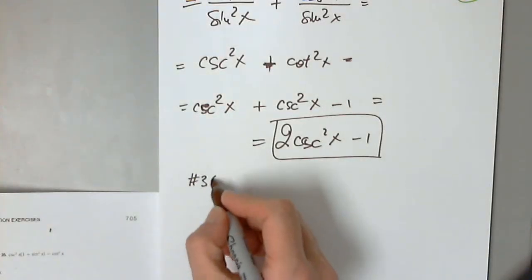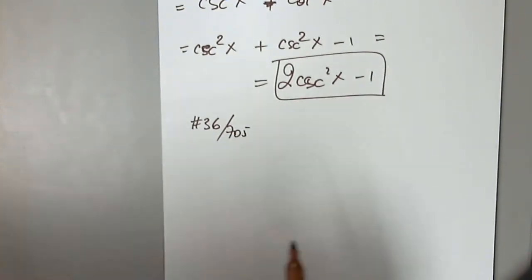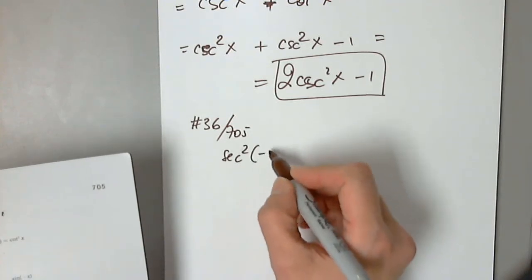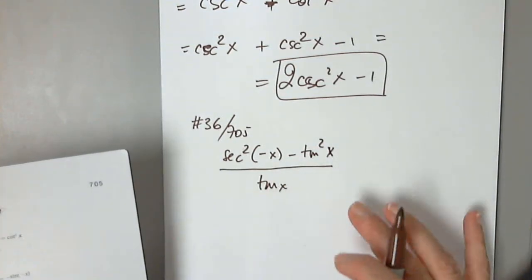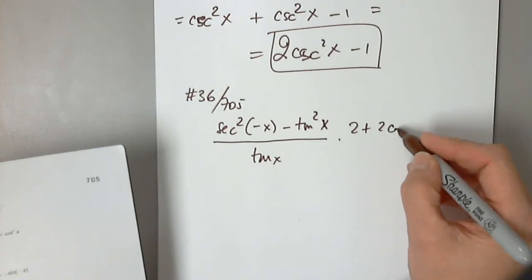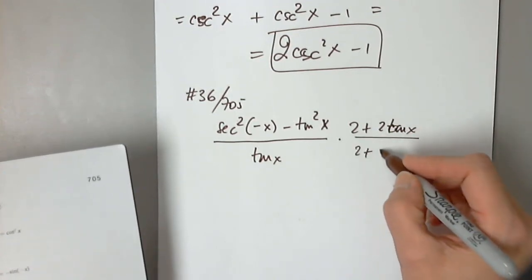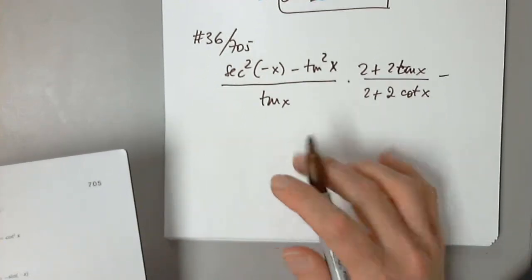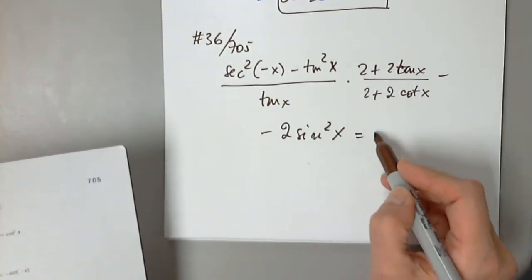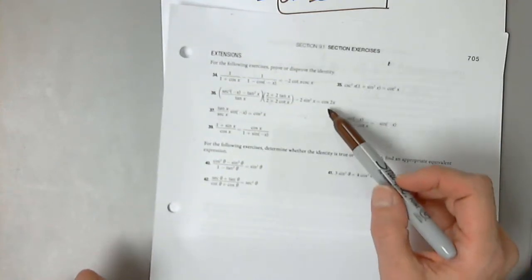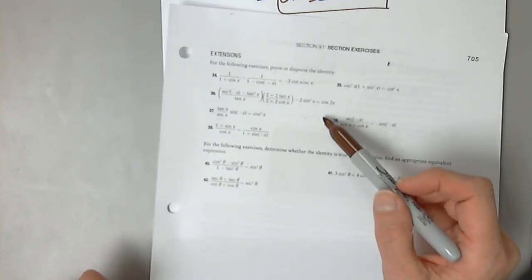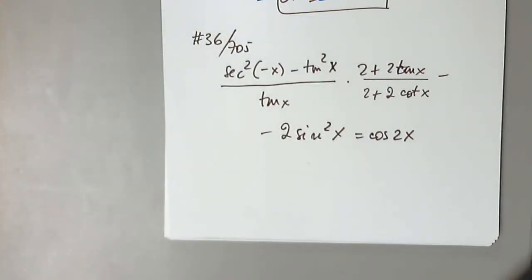Okay, so we picked, you said 36, very good. 36 on page 705, ready? I copy it: secant squared of negative x minus tangent squared x, everything divided by tangent x times 2 plus 2 tangent x over 2 plus 2 cotangent x, minus 2 sine squared x equals cosine 2x. This particular identity should not be here because we haven't talked about cosine 2x, but that's okay. I will show you that identity. Since we picked the problem, I really would like to go ahead with it.